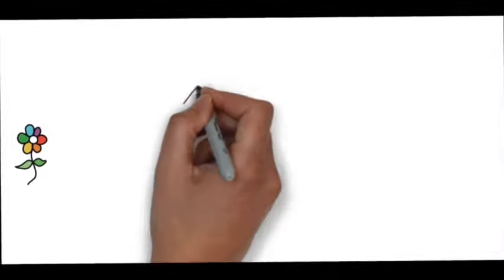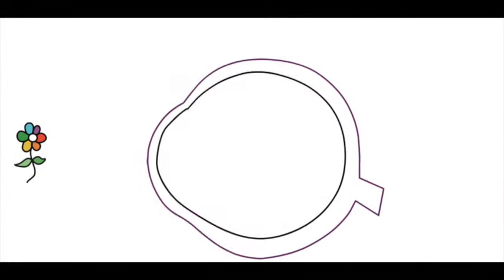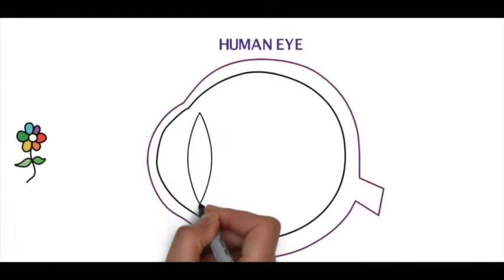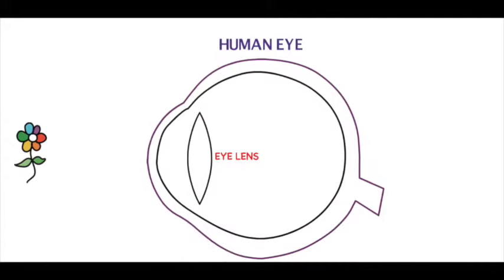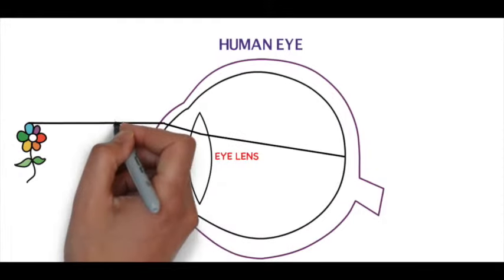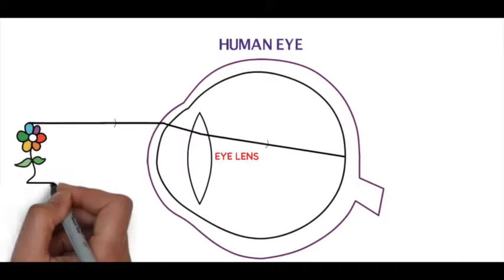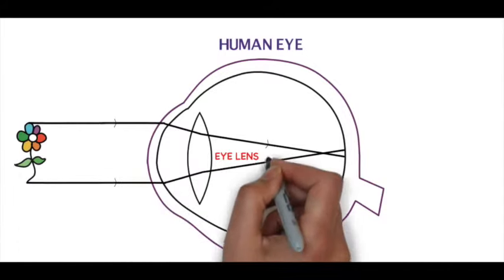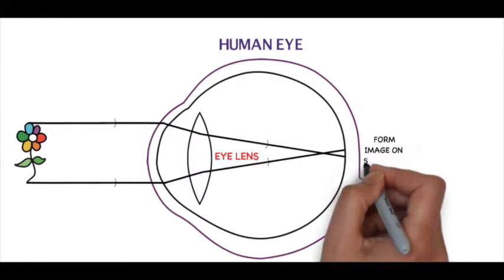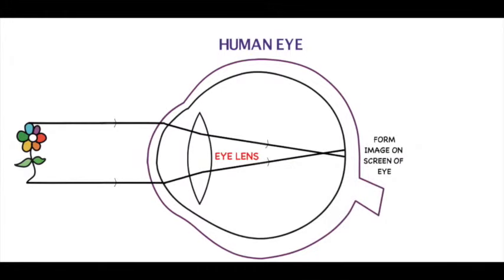Now let us understand how the human eye functions. Say again there is a flower in front of the human eye. Just like the camera, the human eye also has a lens within it. The light rays reflected from the flower will enter the eye and fall upon the lens. They will converge behind the lens to form an image. This image will be formed on the screen of the human eye.